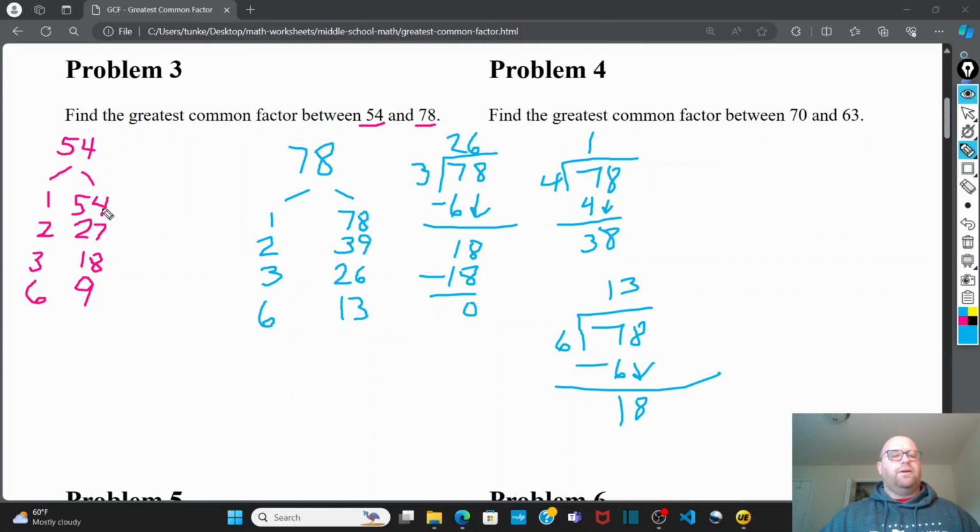Our greatest factor here is 54. We can't multiply anything by that to get 78. 27, we can't multiply anything by that to get 78. 18, let's see, so like 18 times 4 would give me 72, but that's not there. Not divisible by 9. Let's go down to 6. Okay, yeah, 6 works. So 6 is my greatest common factor.